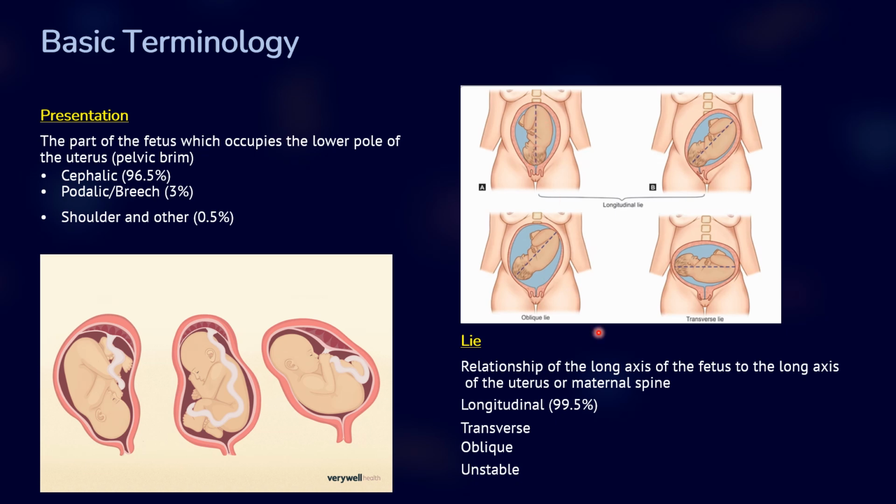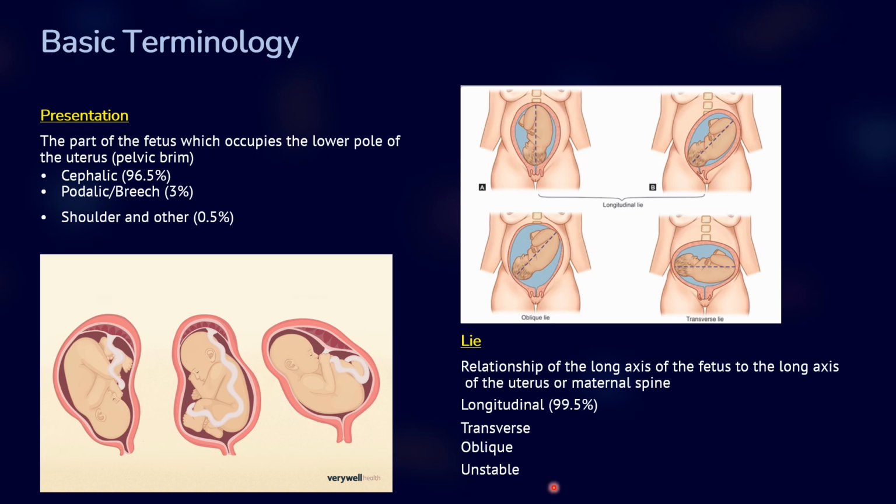Okay, and in transverse lie, what does it mean? It means that the baby is lying sideways across the mother's womb. Okay, across the mother's uterus. Okay, so if it is oblique, then the baby is positioned, or the lie is, obliquely.